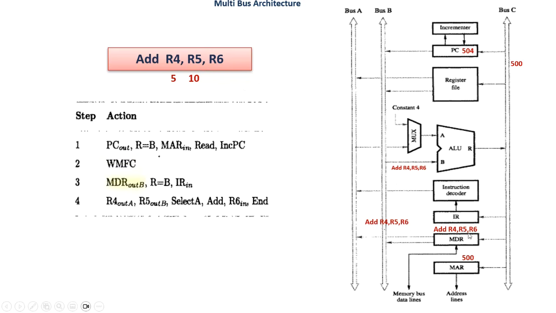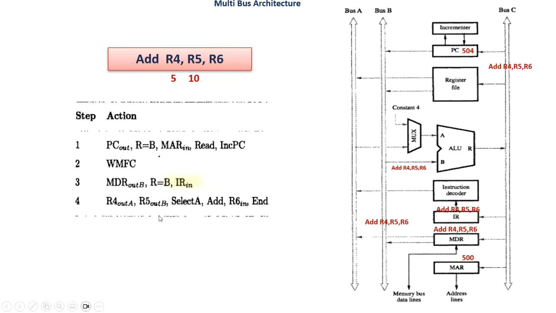In the next step, this value can be taken to bus B and R equal to B is enabled. So this value can be moved here. Then the input of the instruction register can be enabled. So now the instruction is filled. These three steps in multiple bus organization are used for the instruction fetch operation.